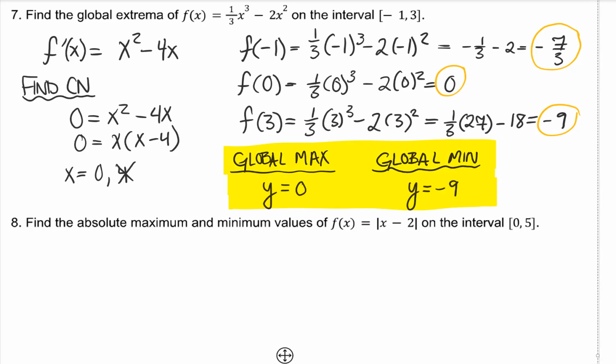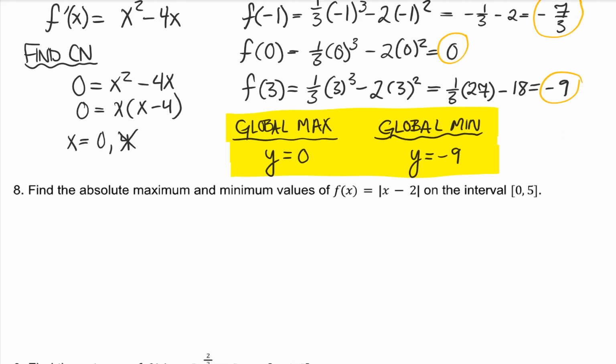Find the absolute maximum and minimum values for f of x equals absolute value x minus 2 on the interval 0 to 5. We do not have a particular method for deriving absolute value functions, so we're going to take a look at the graph. Absolute value x minus 2. The absolute value x graph is this, the parent graph. X minus 2 means we've shifted to the right 2.